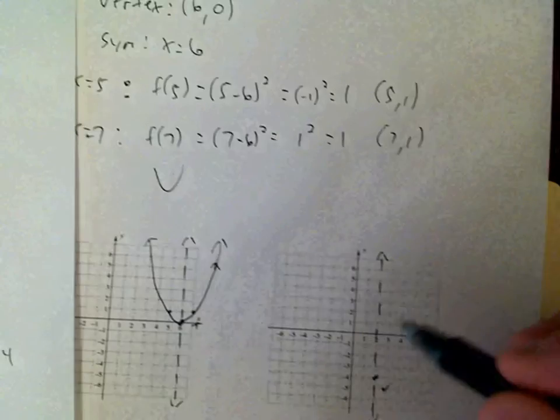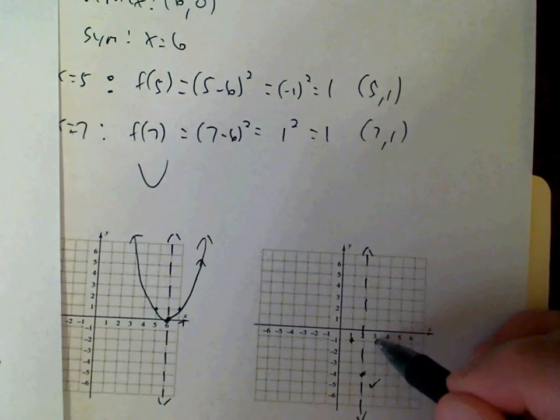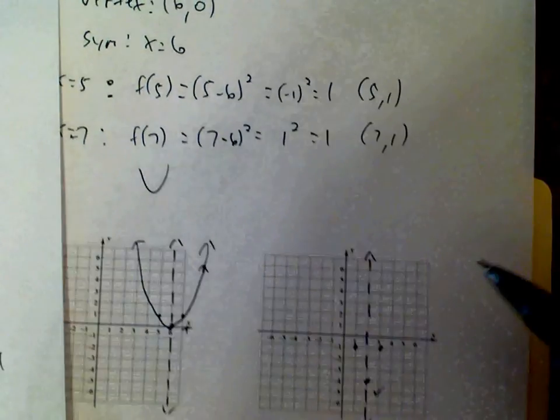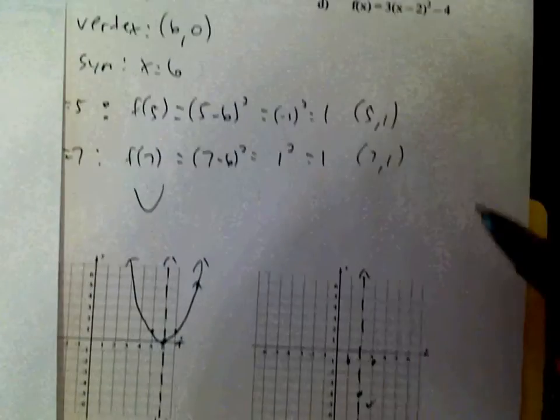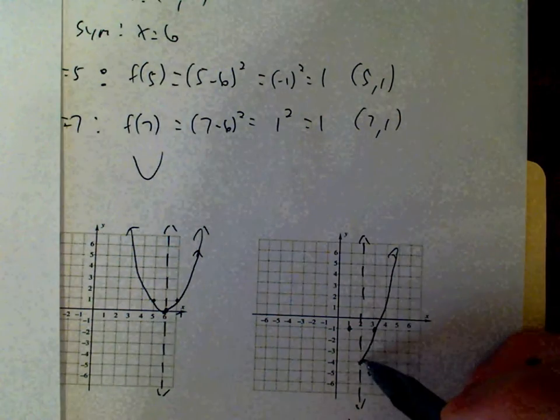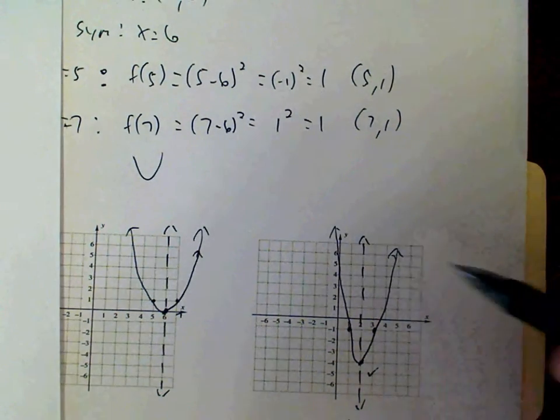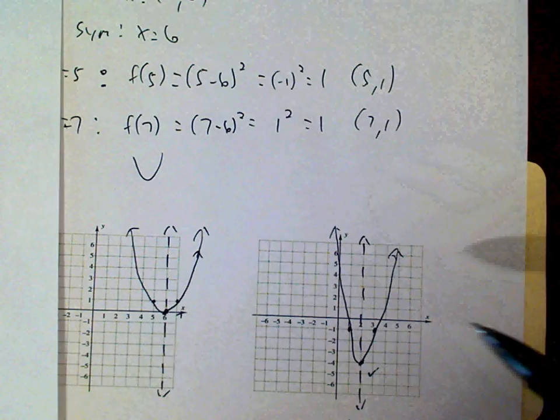1 comma negative 1 is right here. 3 comma negative 1 is right there. I know since the 3 is a positive value, it's going to go upward, a U-shape. That's what I'm doing. I may need to use a couple more points, but that's fine. We get the basic idea of what's going on.